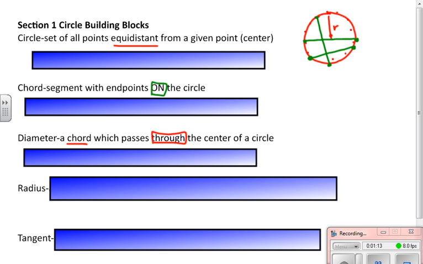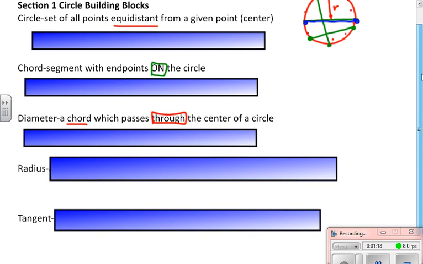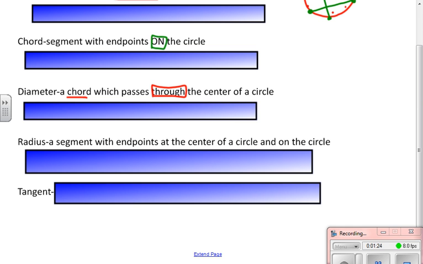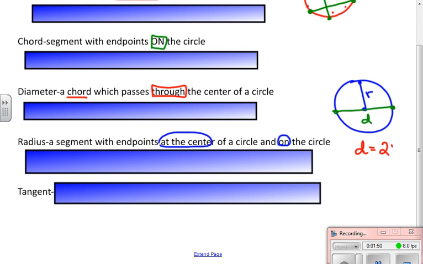So it is this blue one that goes through the center, and that is an important shape for our later calculations. Radius is a segment with endpoints at the center and on. So if this is our circle that's equidistant from here, radius is center to on, but our diameter is through. And we know from earlier math that the diameter is equal to 2 radius, because I've got a radius here and a radius there.